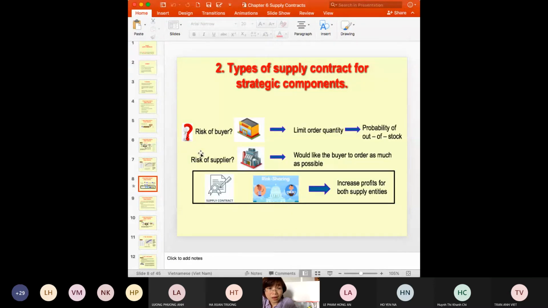But for the risk of the supplier, actually they would like the buyers to order as much as possible from them.